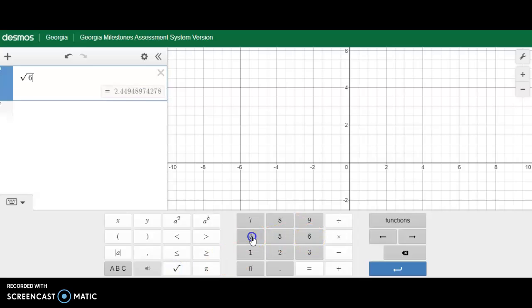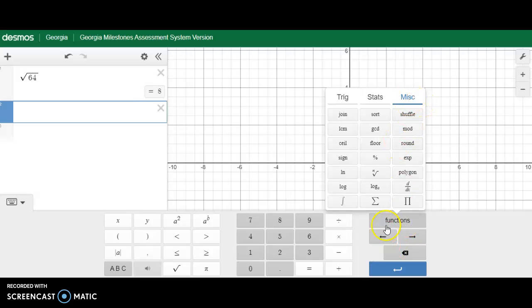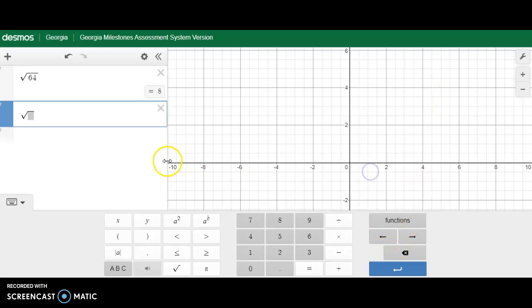Some of you may already know this. The square root of 64 is 8, so it is a perfect square. And now let's try a cube. So functions, miscellaneous, and then type in the cube root of 64. That one also works. So this one is a perfect square and a perfect cube.